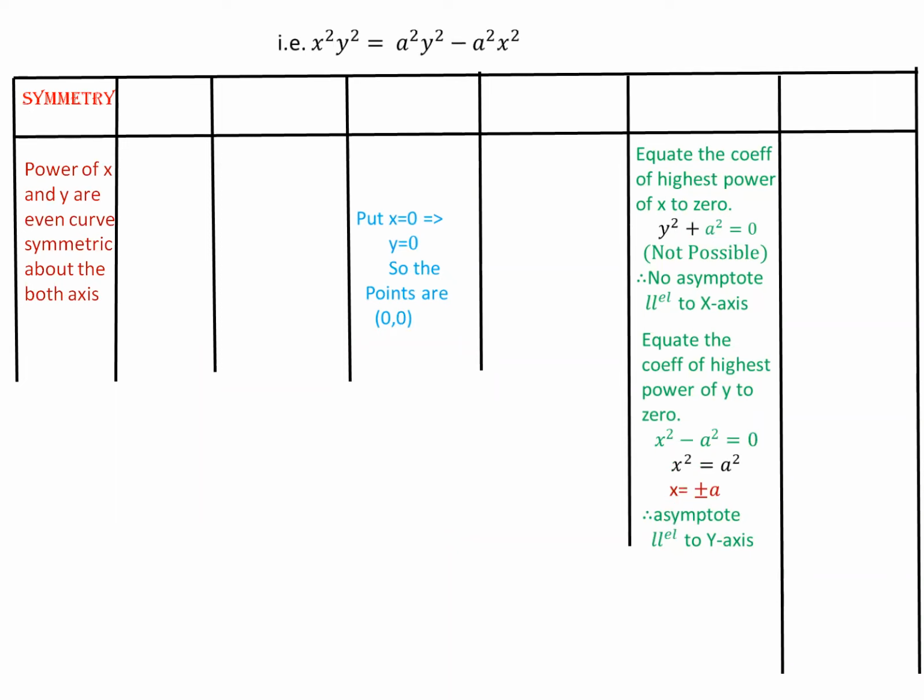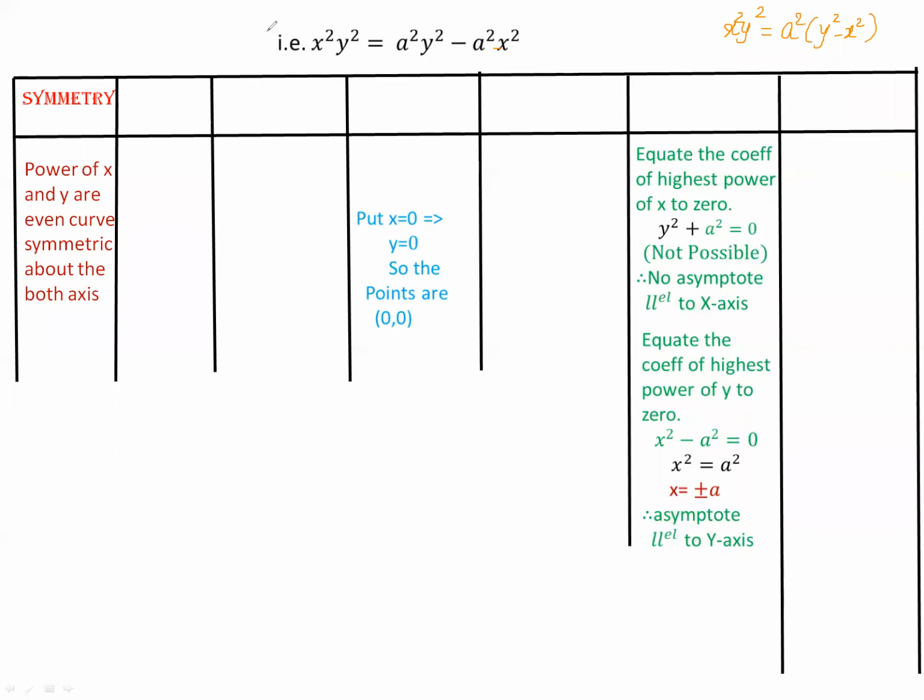Let us see the next example of a Cartesian curve. Trace the curve x square y square is equal to a square y square minus a square x square. Now the same question will be like this: x square y square is equal to a square in bracket y square minus x square. Okay. Now let us check the symmetry of this curve.